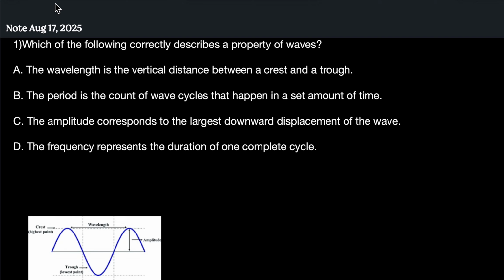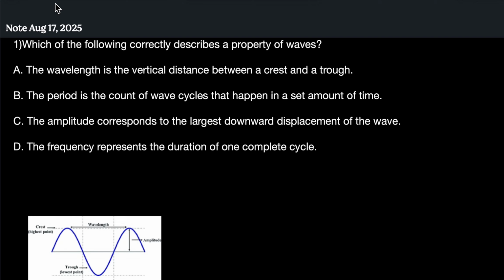In this video, I want to go over some chemistry and physics questions that you should expect for your exam date. First question, which of the following correctly describes a property of waves? A. The wavelength is the vertical distance between a crest and a trough. B. The period is the count of wave cycles that happen in a set amount of time. C. The amplitude corresponds to the largest downward displacement of the wave. D. The frequency represents the duration of one complete cycle.